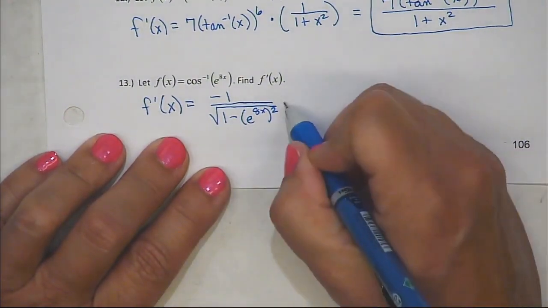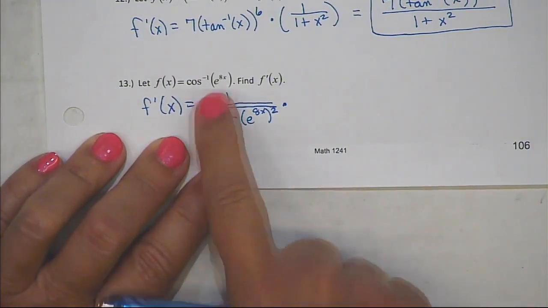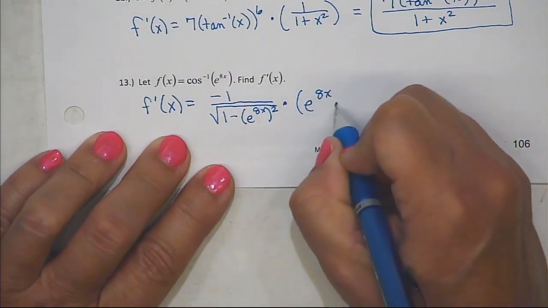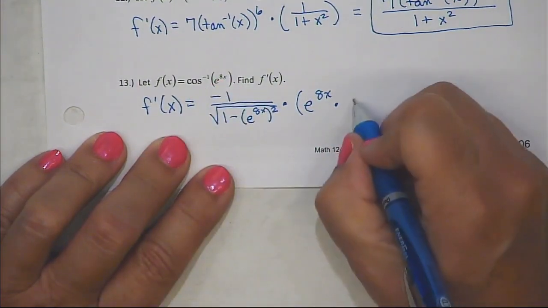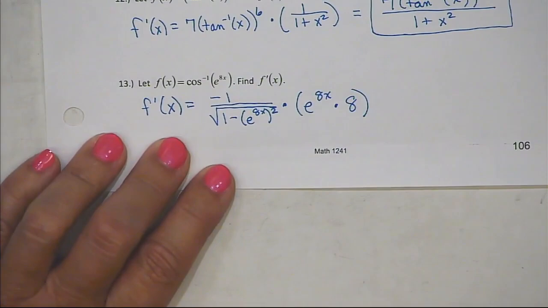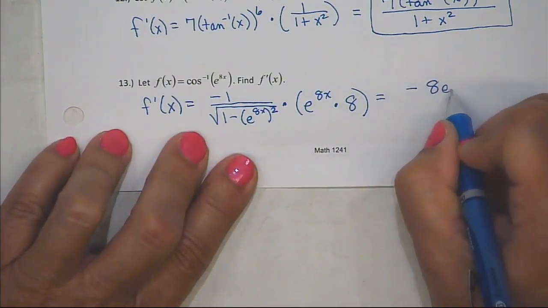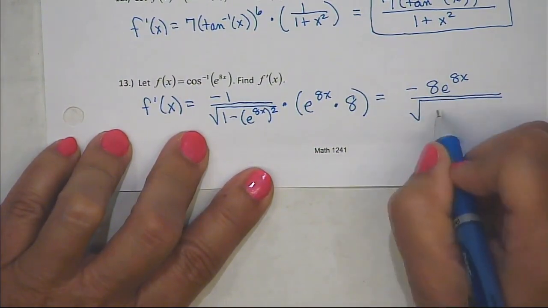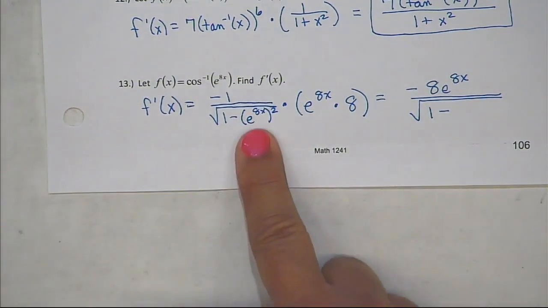Now we have to do times the derivative of the inside. What's the derivative of e to the anything? E to the anything times the derivative of the exponent. The derivative of 8x is 8. Now all of that is in the numerator, so if you wanted to clean this up, we'd get -8 e to the 8x in the top over square root of 1 minus, I like to practice this with you.